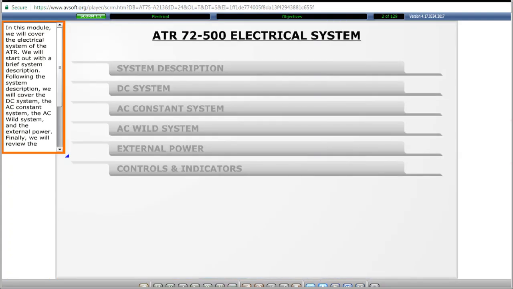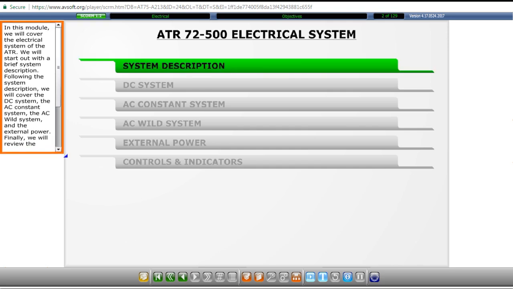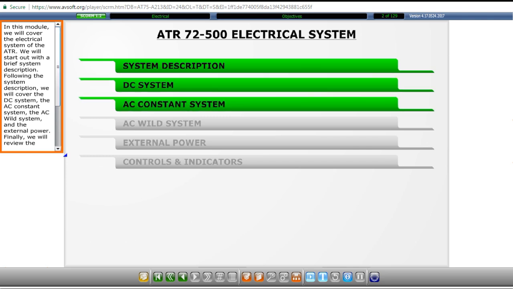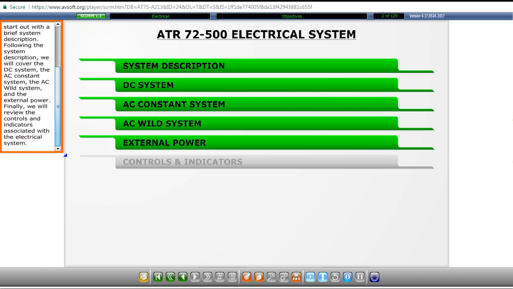In this module, we will cover the electrical system of the ATR. We'll start out with a brief system description. Following the system description, we'll cover the DC system, the AC constant system, the AC wound system, and the external power. Finally, we'll review the controls and indicators associated with the electrical system.